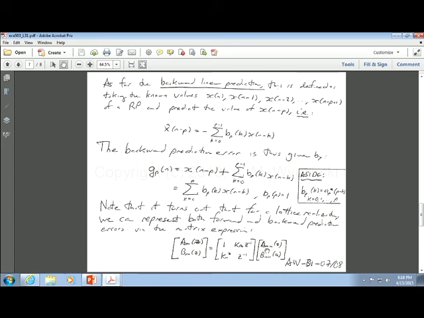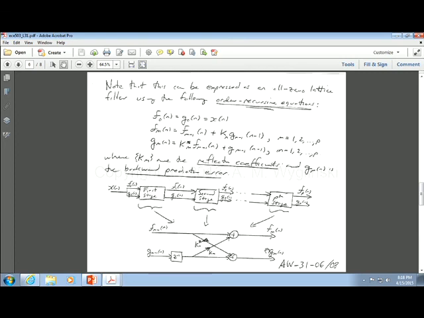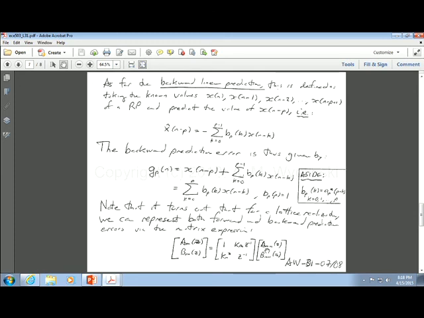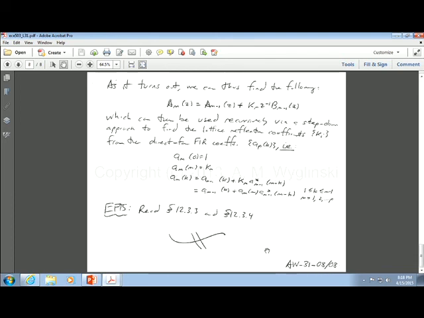So what we can do is, through this lattice structure in different stages, bootstrap, essentially, my system. I can create the forward and backward prediction as well as their associated errors, and then eventually build out A_m(z) and B_m(z). And so what ends up happening is that we get this structure. We get this beautiful equation. A_m(z) is equal to A_{m-1}(z).